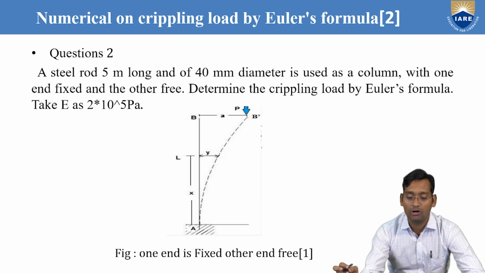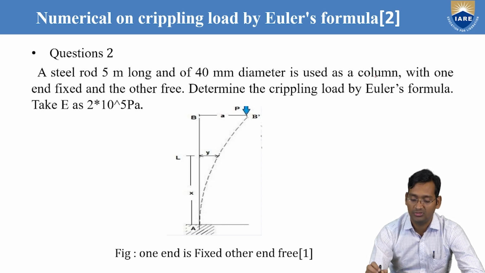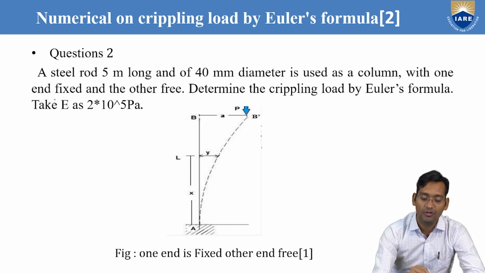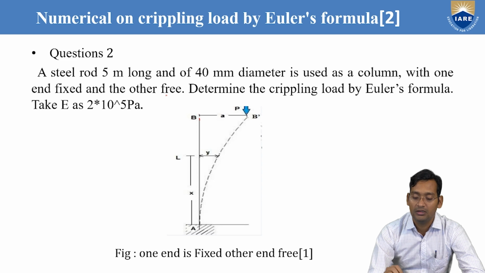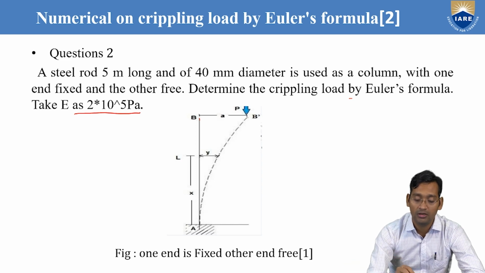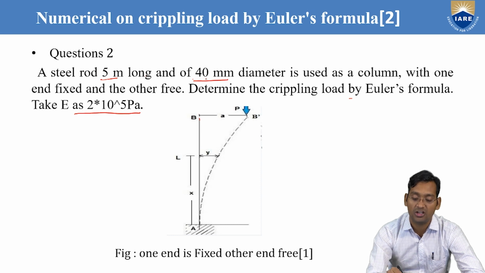Okay, now the second question. A steel rod 5 m long and 40 mm diameter is used as a column, right? Suppose it is a column with one end fixed and the other free. Determine the crippling load by Euler's formula. Take E equals 2 into 10 to the power 5 Pascal. So now what is given? Length, steel 5 m long, and diameter 40 mm. So either convert this into meters or that into mm.